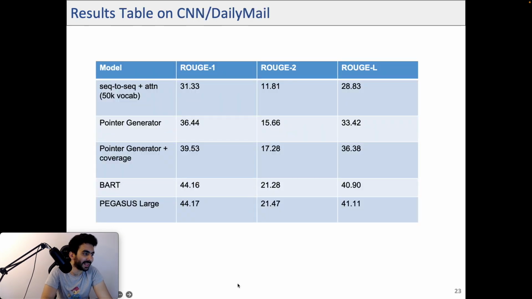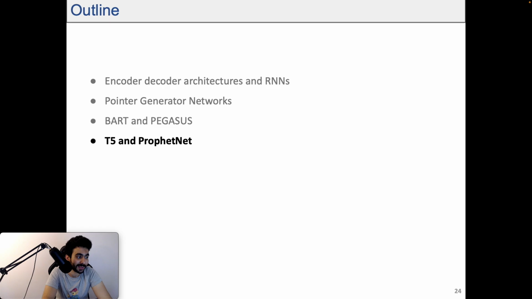Good results. So PEGASUS large improved over BART in terms of Rouge 1, Rouge 2, and Rouge L. And yeah, let's check what we have next. Next is T5 and ProphetNet.